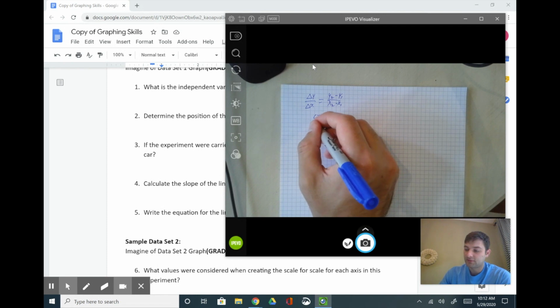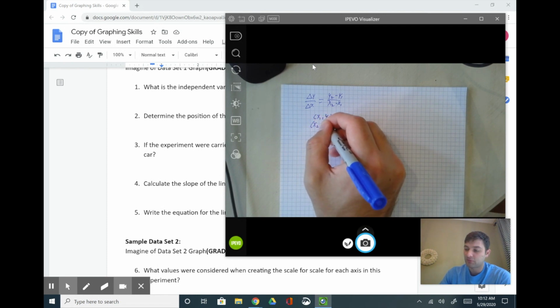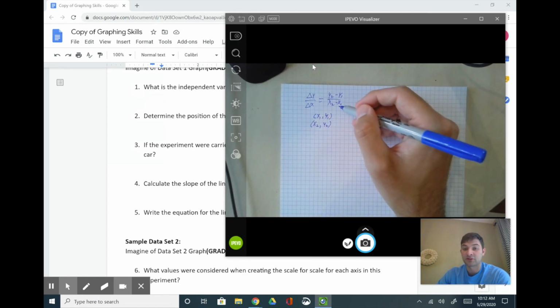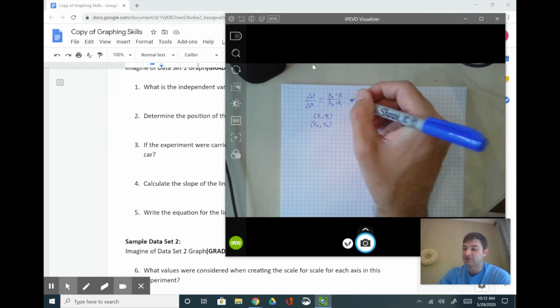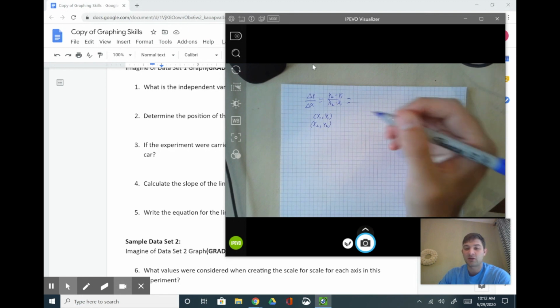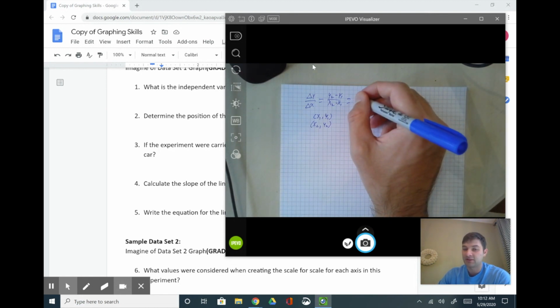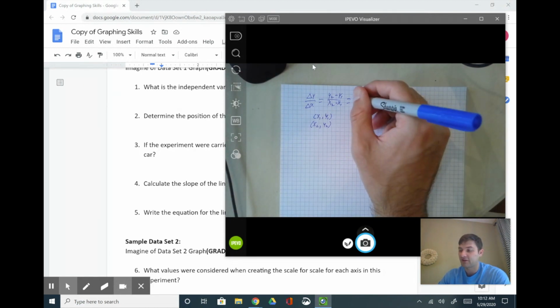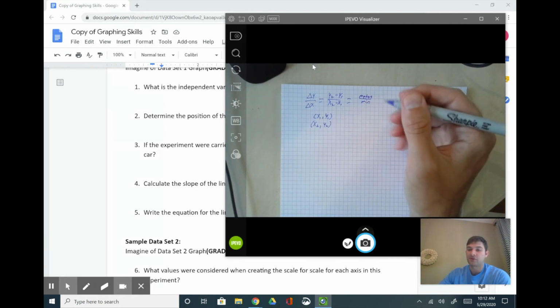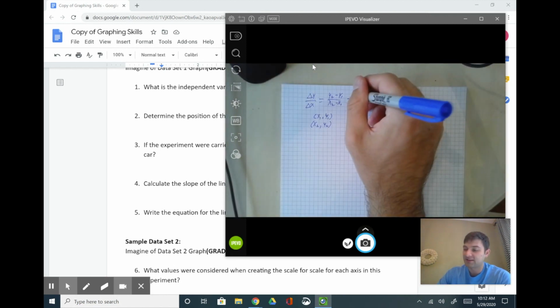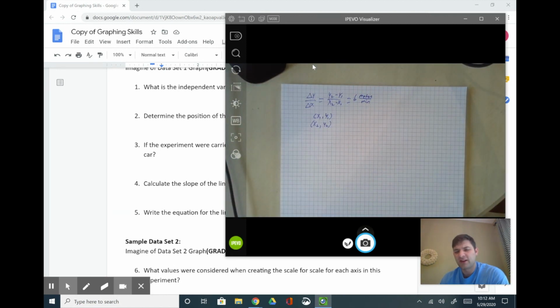Pick two ordered pairs, x1, y1, x2, y2, and you just plug those numbers in, making sure you keep the 2's above each other and the 1's above each other. And I always say, put those units down, and they know this is a position time graph, so it's going to be meters per minute. And so whatever answer they get, let's say they get 6. So it's like, oh, you got 6 meters per minute.